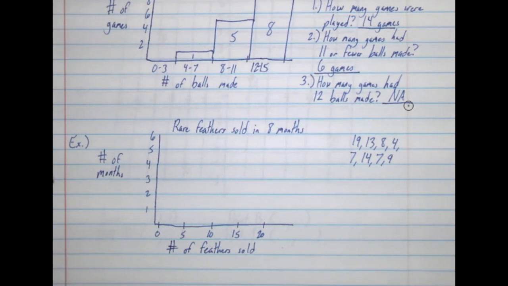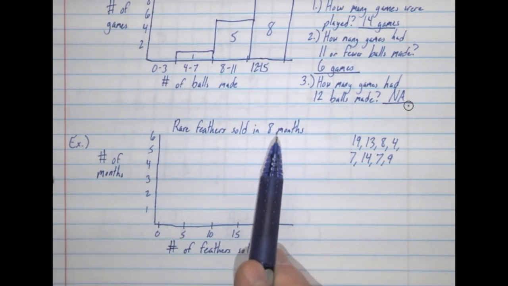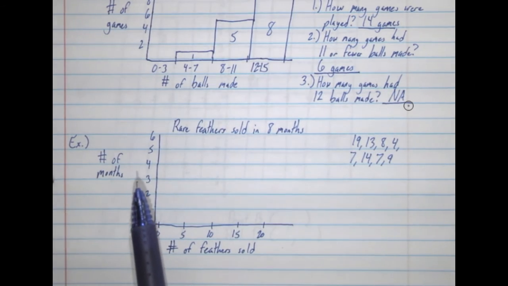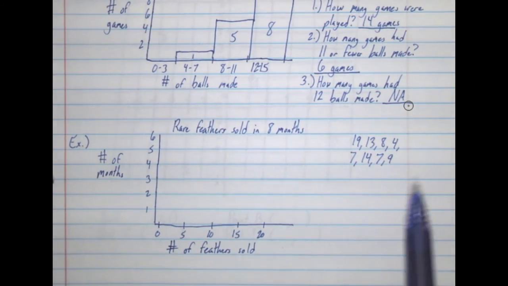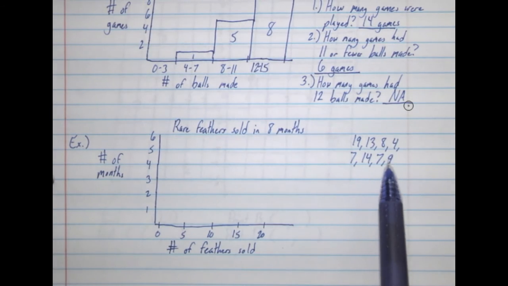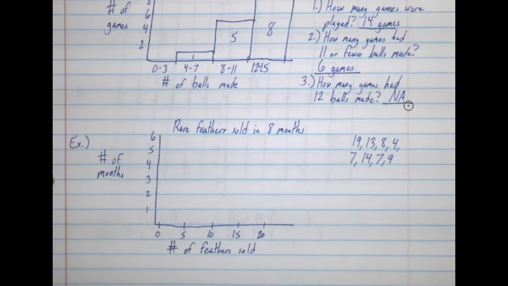Now let's look at how to create a histogram. So we have our data over here off to the side, and we're looking at rare feathers that were sold in the last 8 months. So we have our number of months, and we're going to see how many number of feathers were sold within those months. So our range here is between 0 and 5. Do we have any pieces of data that fall in that range? Yes. 4 falls in that range.